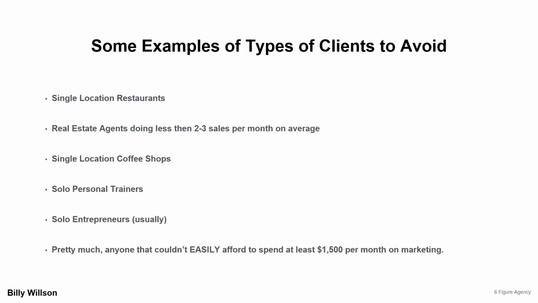So here are some examples of types of clients to avoid. And these are lots of clients that people, and I, went after at the beginning. So just completely avoid these clients. Single location restaurants, don't mess with them. Real estate agents doing less than 2 to 3 sales per month on average, don't mess with them. Single location coffee shops, nope. Solo personal trainers, nope. Solo entrepreneurs, usually, unless they're making a ridiculous amount of money that they can afford you.